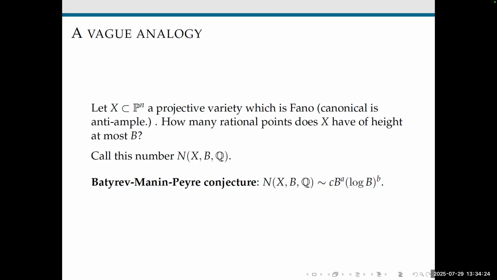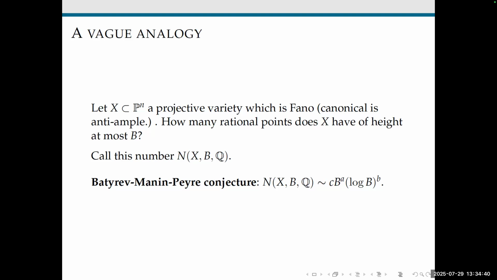And what these constants are, I'm not going to tell you, but there's a very precise recipe in terms of the geometry of this variety. The hardest part is specifying c. That's the part that Peyre did. We'll say a little bit about constants later, but I'm not going to tell you what they are.